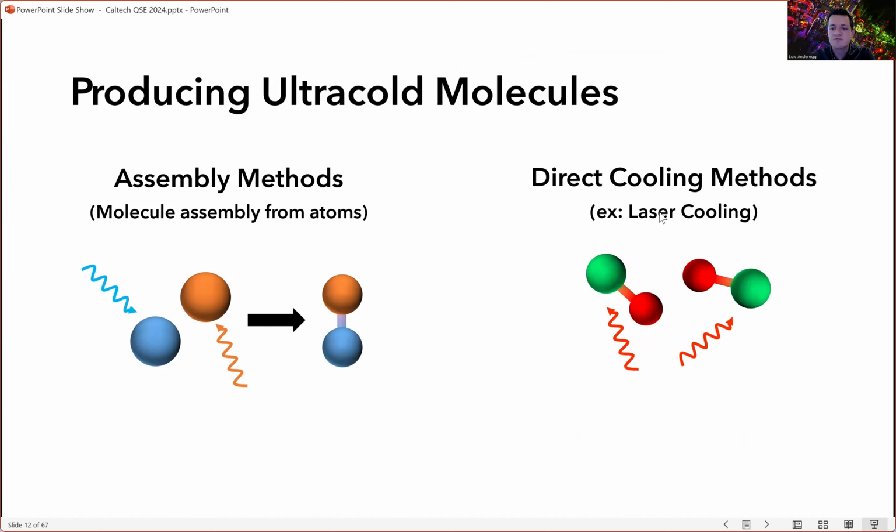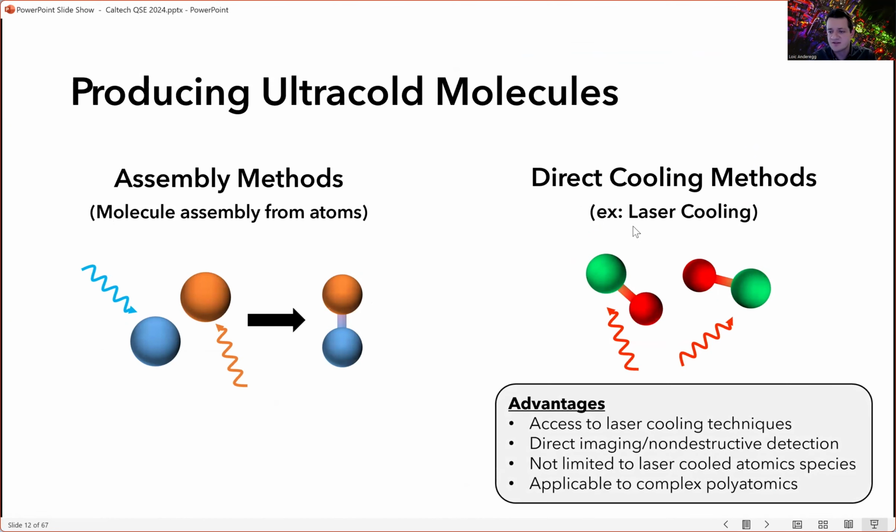And this laser cooling of ultracold molecules has a few nice advantages. Mainly, we have access to really all of the laser cooling techniques that have been developed over the past several decades for ultracold atoms, and we can now apply these to these molecules. This also allows us, for example, to non-destructively image and detect our molecules. And you'll see that this method is actually not just limited to a few molecular species, but actually to a wide range of molecular species, including more complex polyatomic molecules.